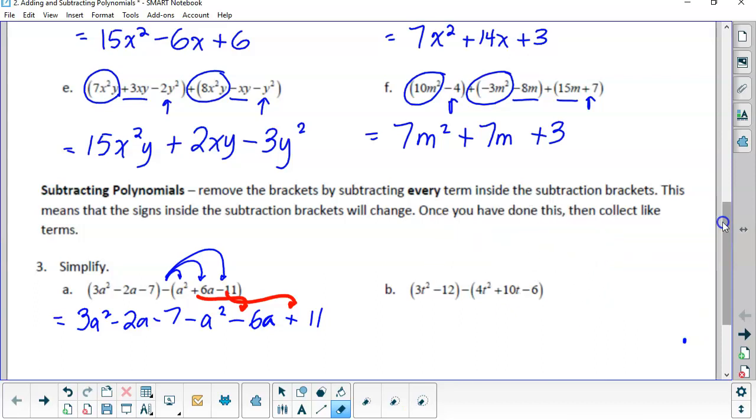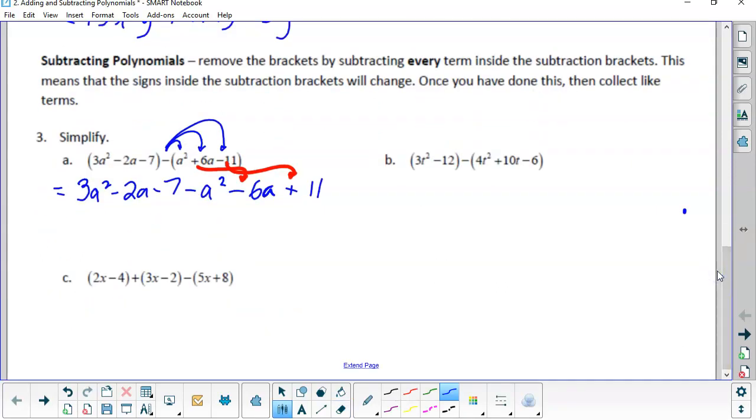Oops. Okay, so next one. Let's move this up a little bit. I'm going to rewrite it. So the first bracket doesn't change. Now I'm subtracting positive 4t squared, so that's subtracting. Subtracting positive 10t, which is subtracting. Subtracting negative 6, which is adding.